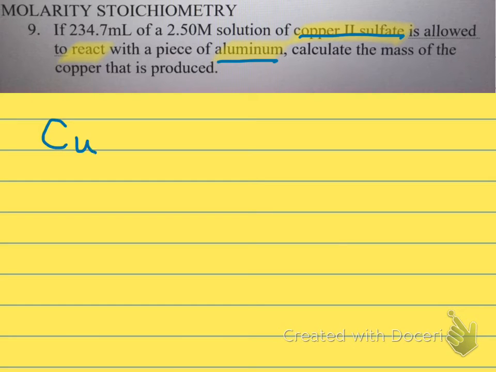So copper(II), remember that means copper has a +2 charge. Sulfate is one of the polyatomic ions that has a -2 charge. So we would need 1 copper and 1 sulfate. And notice this word solution, it gives us this hint that this is going to be aqueous. And it will react with aluminum.